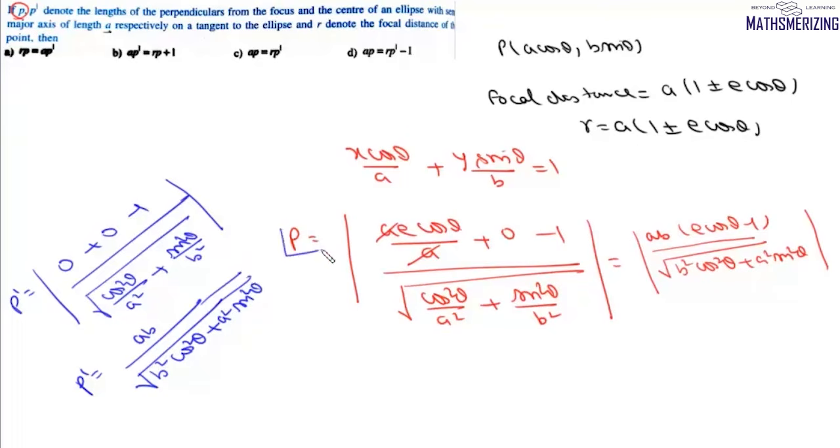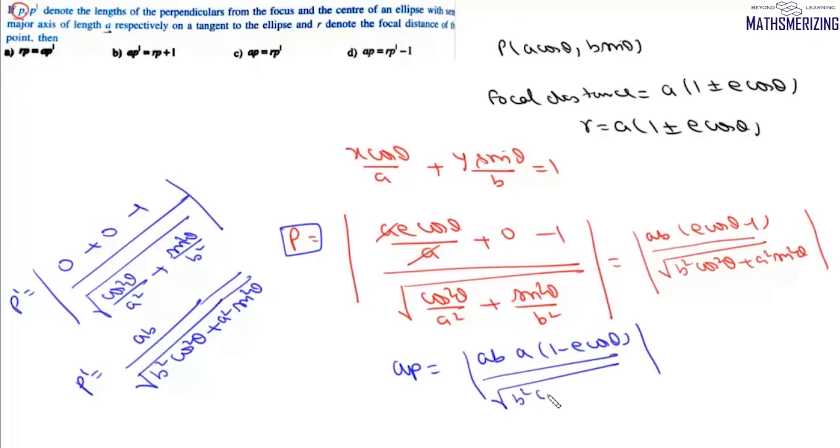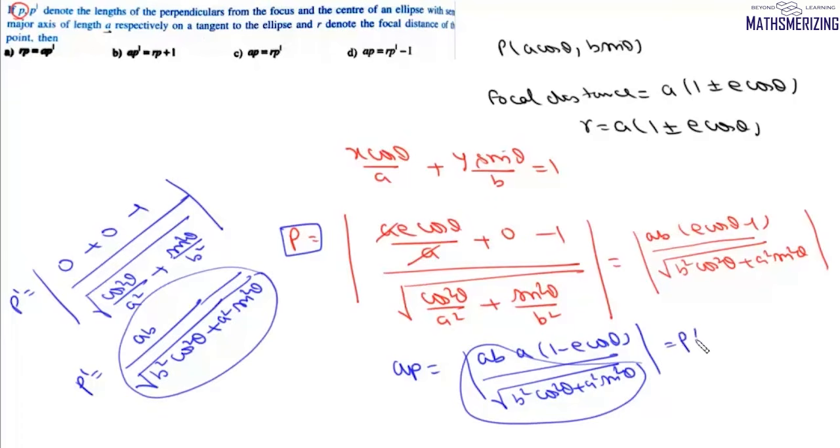Now if we multiply a with p, we can write ap as ab into (1 minus e cos theta) upon under root of (b square cos square theta plus a square sin square theta). Now this ab upon under root of (b square cos square theta plus a square sin square theta) is nothing but p dash, and this a(1 minus e cos theta) is nothing but r. So from here we can say ap must be equal to p dash r, and that's your option number C.